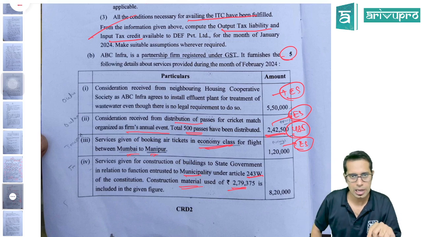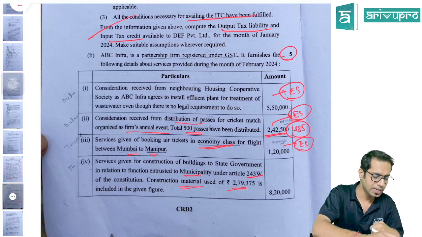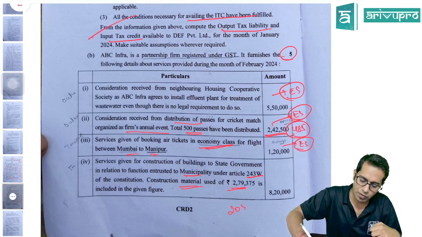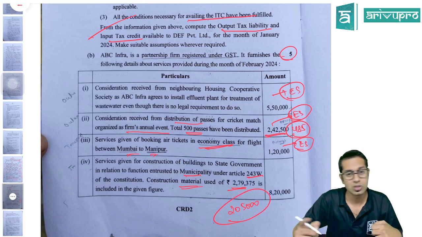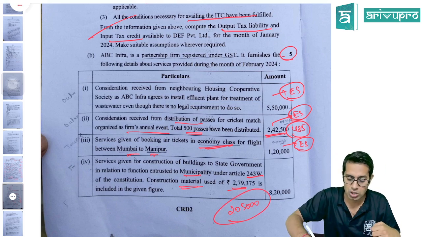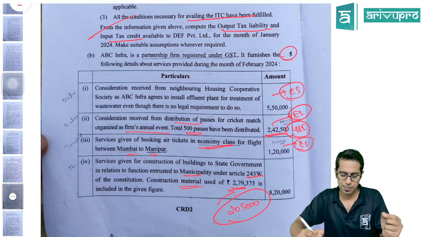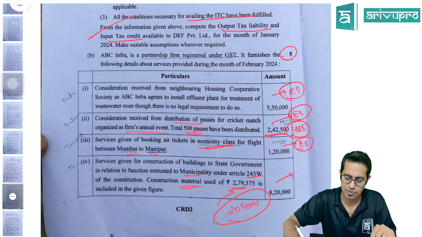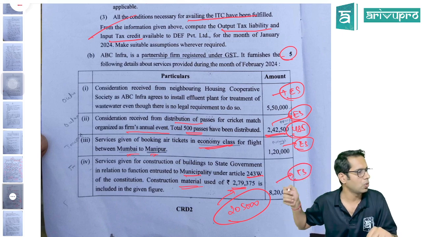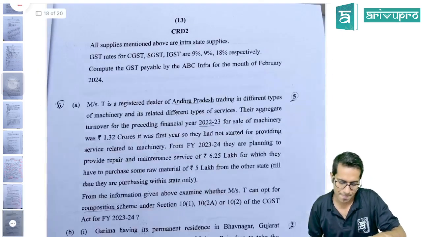Now, these services will be exempt if the cost of material is up to 25% of the total supply. So total supply is 8,20,000 into 25%, which comes to 2,05,000. So if the cost of material is up to 2,05,000, then the services would have been exempt. Since the cost of material is more than 2,05,000, this will become a taxable supply. So over here only this last point is taxable.